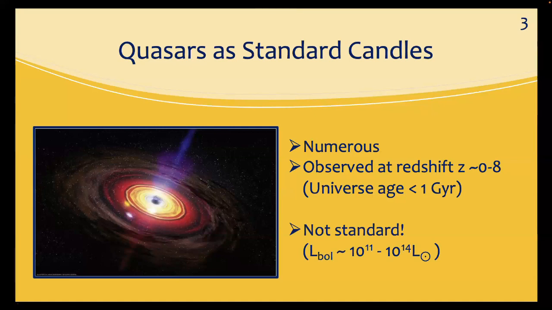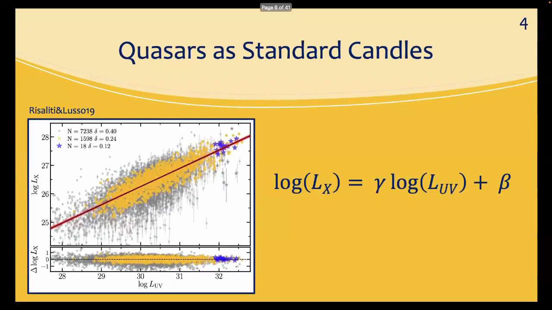Sad news is that they're not standard. Their volumetric luminosity can vary by many orders of magnitude. So obviously, if we have a flux measurement of a quasar, we have no idea how distant it is. However, there's an observational result that can help us here.